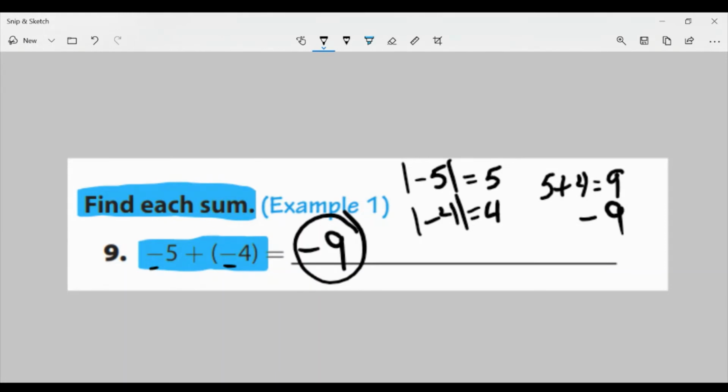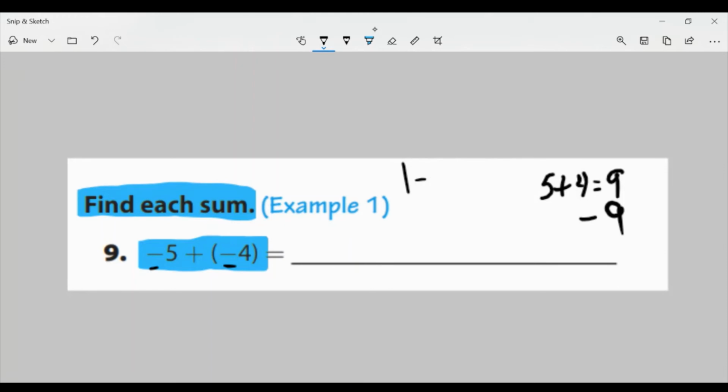Now, this is not the only way you can solve this. Of course, we could use a number line, right? We can use our counters. Whatever's going to be helpful for you.